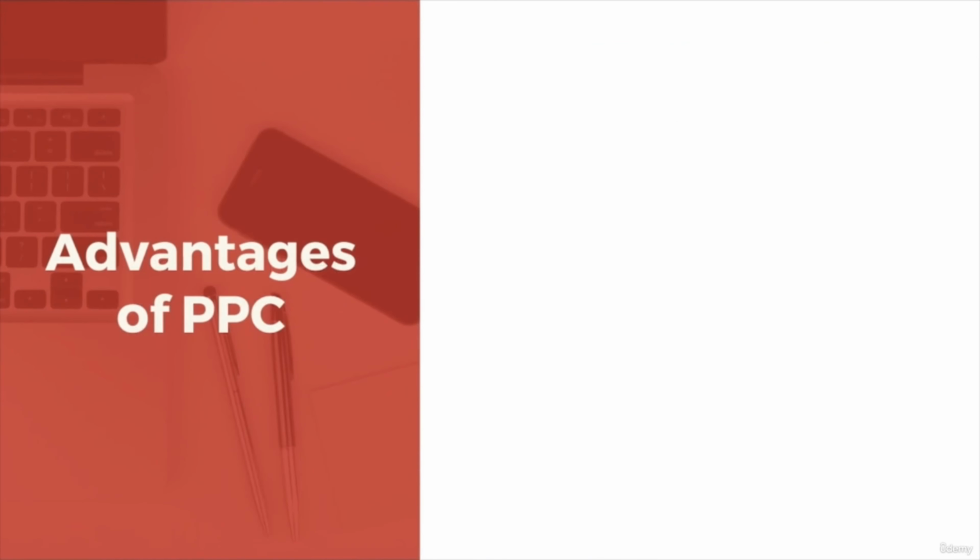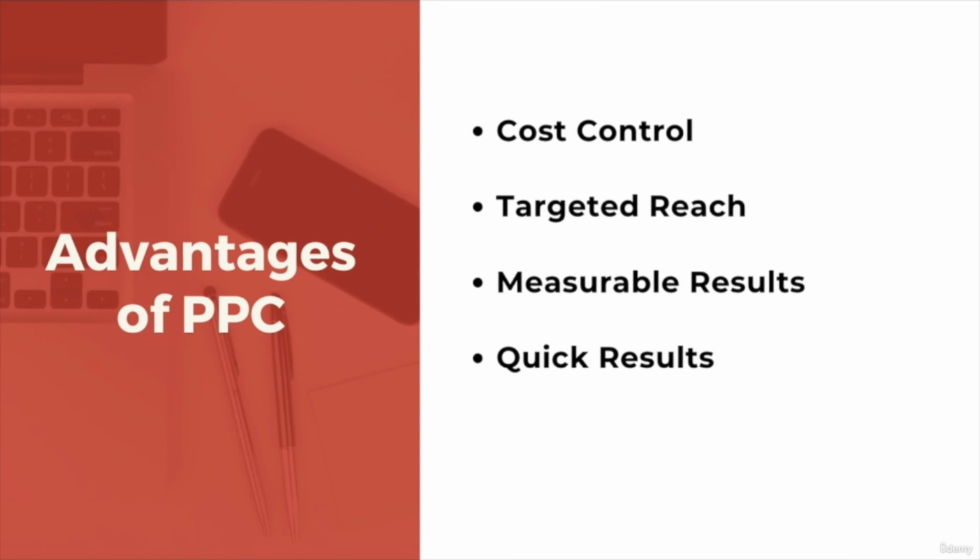Now let's look at the benefits or advantages of PPC. First is cost control. So you set budgets and only pay for actual clicks. Then targeted reach, which means that you reach specific audiences based on keywords, demographics, or interests. Measurable results. This means that you can track performance metrics like clicks, impressions, and conversions. And quick results, which means that you gain visibility almost immediately compared to organic methods like SEO.